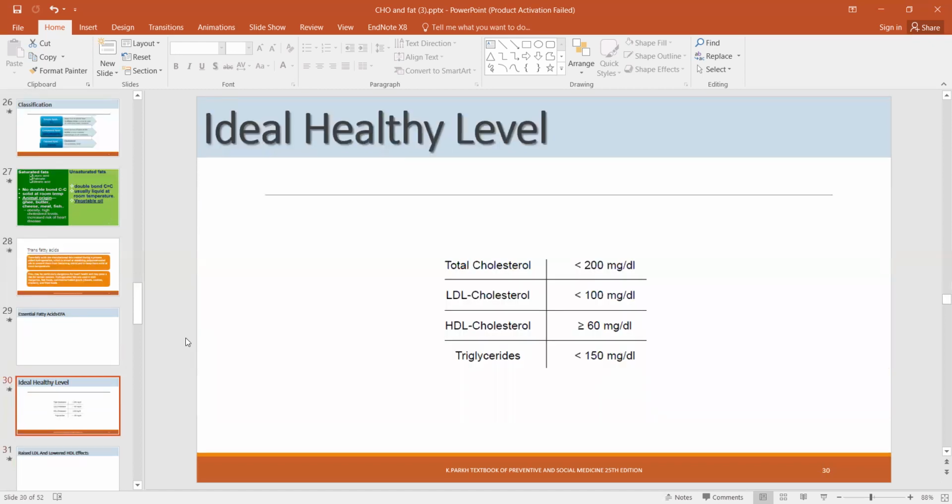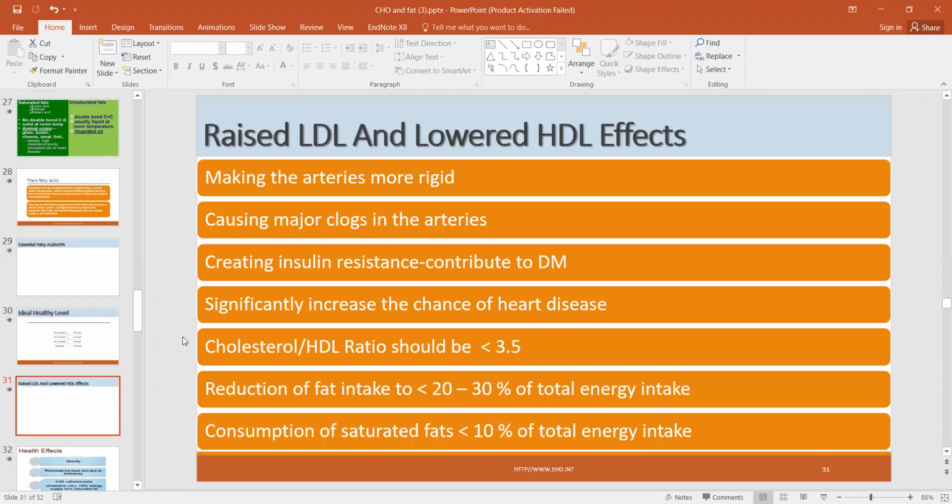There are some healthy levels of different forms of cholesterol: total cholesterol less than 200, LDL cholesterol less than 100, HDL cholesterol more than 60, and triglycerides less than 100 mg per dl. If there is raised LDL and low HDL, then there are different harmful effects on the body, making the arteries more rigid, causing major clogs in the arteries, creating insulin resistance, contributing to diabetes mellitus, and significantly increasing the chance of heart disease. The cholesterol to HDL ratio should be less than 3.5.